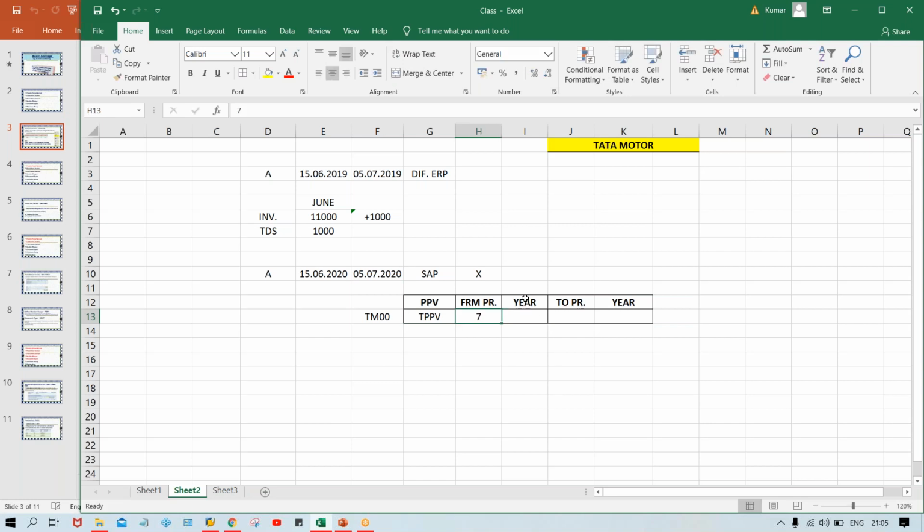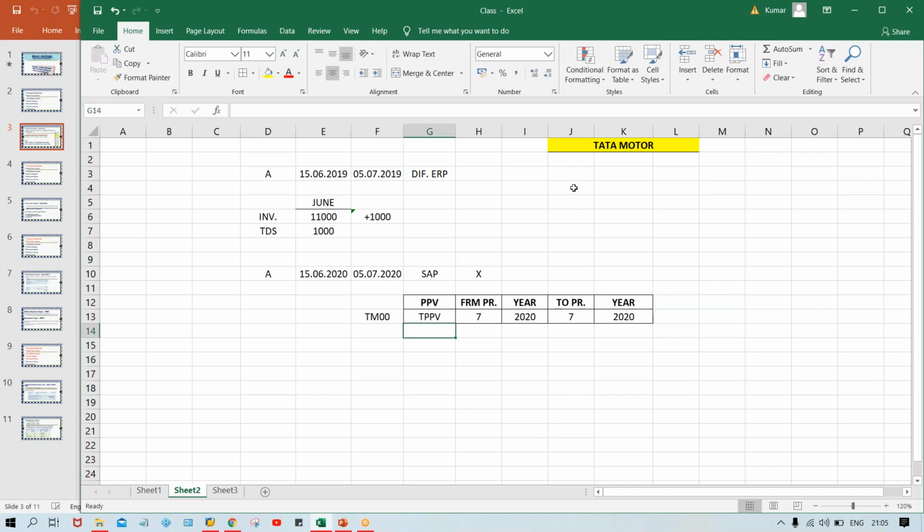So July is which period, guys? Period equals month. July means which month? The 7th month, right? It means the 7th period. Year, let's suppose 2020. And here, in both from-period and to-period, I have given 7th and year 2020.